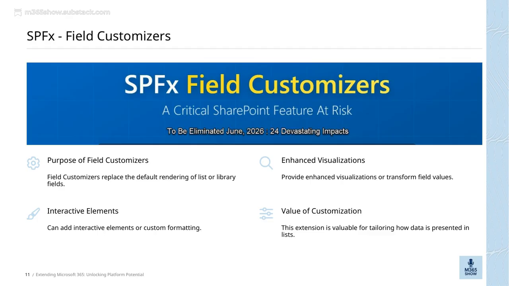For example, you can include interactive components that users can click or hover over, providing additional insights without cluttering the main view. Or, you can transform how field values are displayed, turning plain text into visual cues or summaries. These enhanced visualizations make data more engaging and easier to understand at a glance. The main purpose of field customizers is to replace the default rendering of list or library fields. Instead of just showing raw data, we can create a tailored experience that highlights what's important and improves user interaction. This aligns with the overall goal of extending the platform to make workflows smoother and more intuitive.